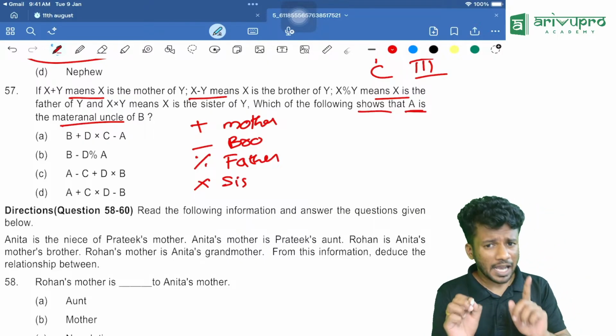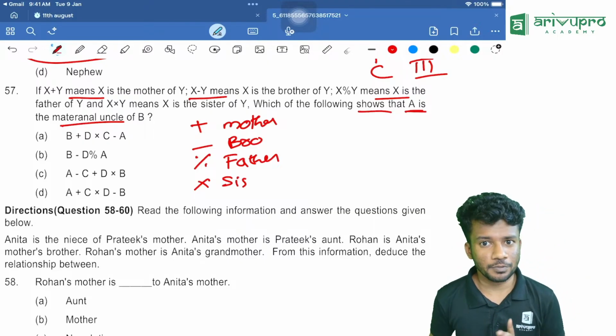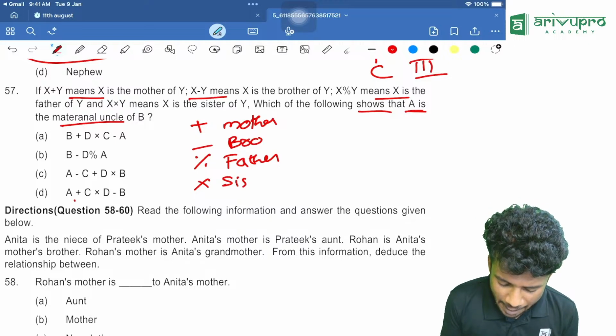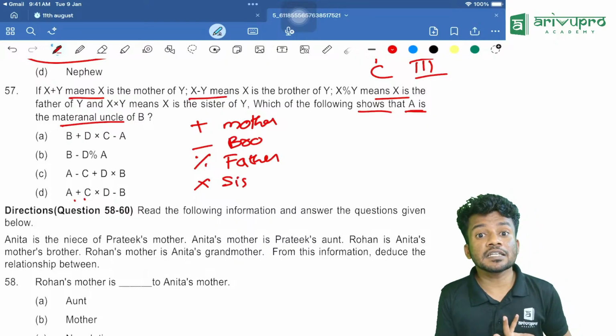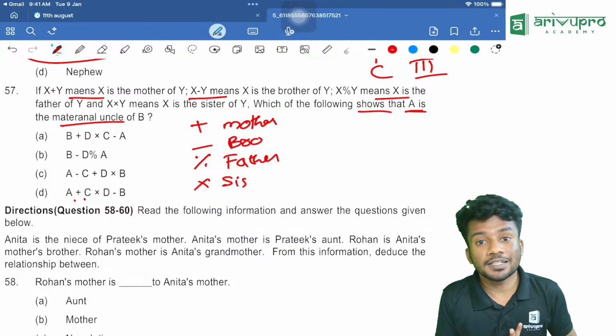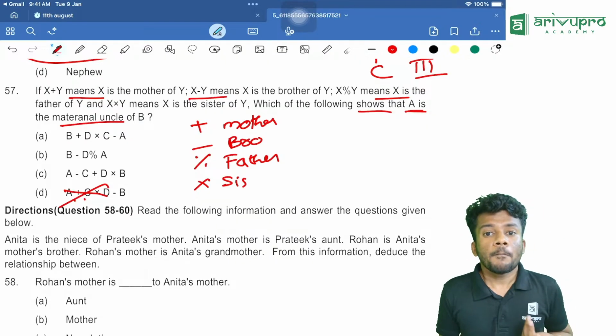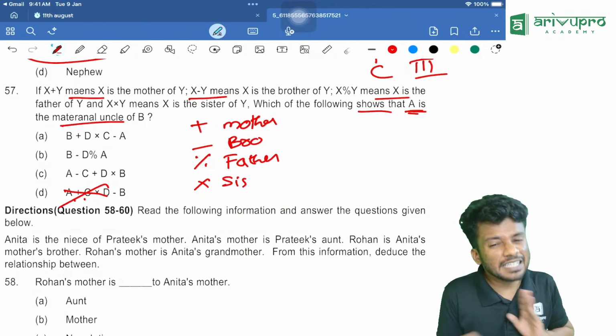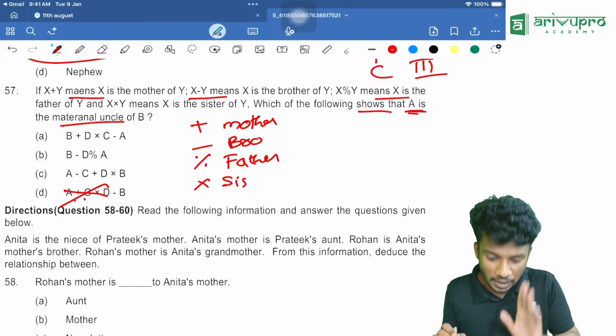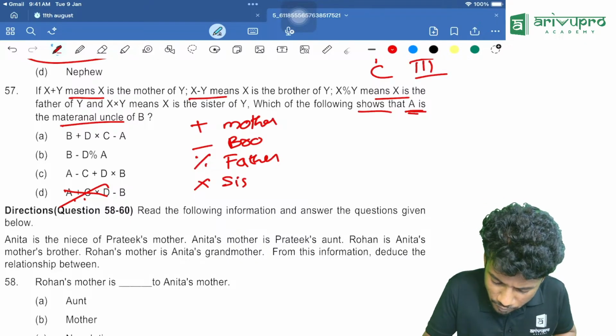Now I will tell you how to hit these types of questions. Look here: A plus C is over here. Plus sign means A should be the mother. That means the gender of A will be female, but we want A to be the maternal uncle. So option D is anyway wrong. Now we will try option C.